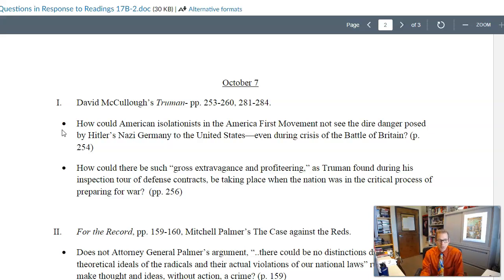So I hope that helps you on how to do questions in response to readings. And if you have any questions, just let me know. But hopefully this will answer all your questions for this important and good for your grade assignment based on the readings you guys do for class.